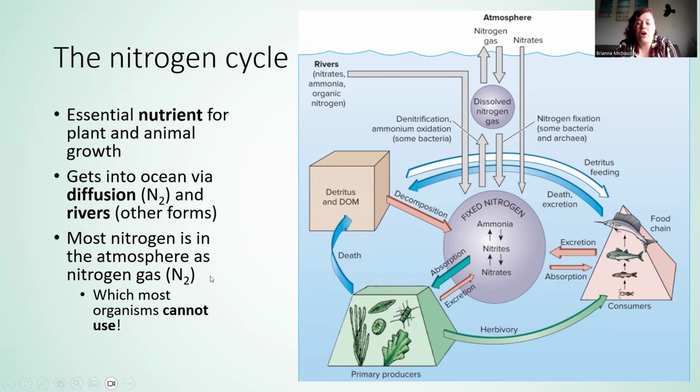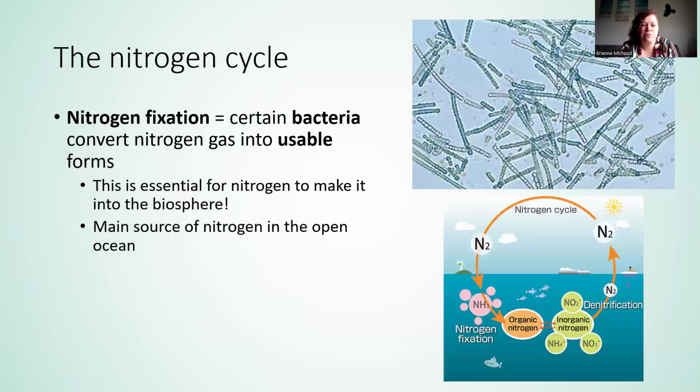However, when it's in the form of nitrogen gas, most organisms can't use that. Most phytoplankton can't use nitrogen gas to get their nitrogen, which again is a nutrient that they need. So, if we have nitrogen gas, but all living organisms are like, hey, we need that nitrogen, what do they do? They often rely on nitrogen fixation.